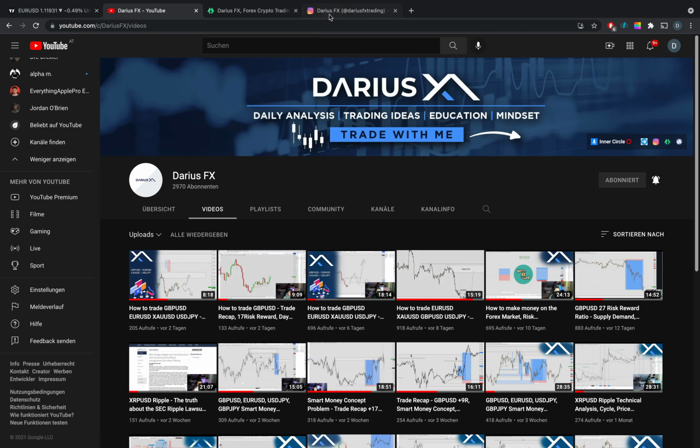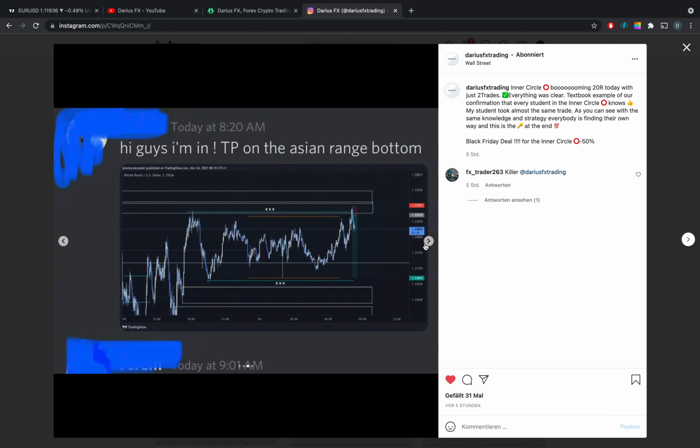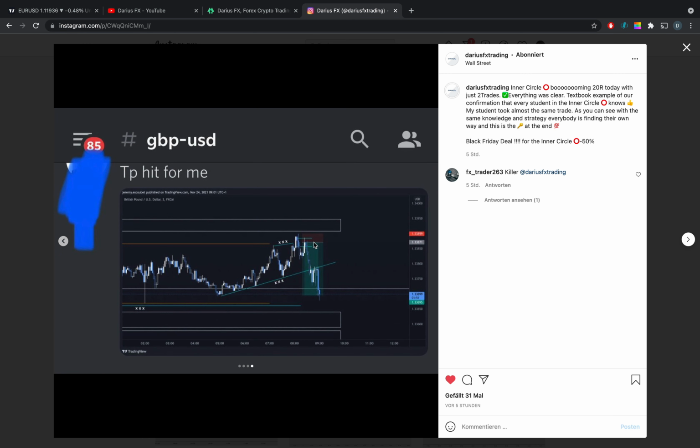For example, here on the GBPUSD, I took 2 trades today with a total of 20R. It was a little bit more, but it was super easy, super nice to trade. I shared it with the inner circle, and one of my students took almost the same trade as me, and he was even earlier than me in this trade. So yeah, it was super crazy. He's not even 1 month in this channel, and he's already mastering it like that. So big props to you, my friend.